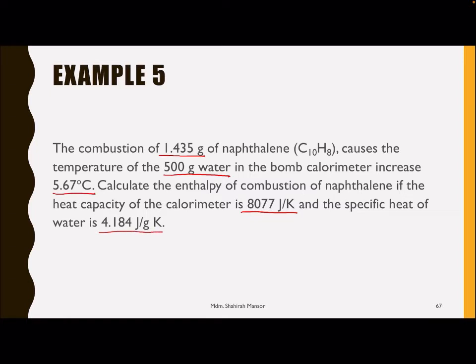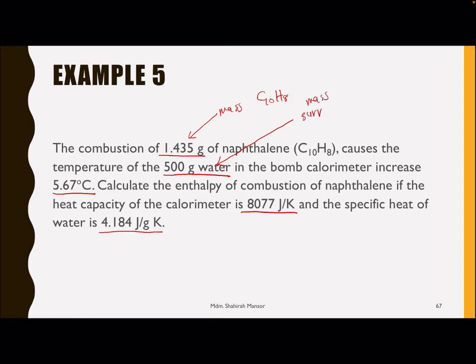Okay, the first value here is the mass of naphthalene. So what is naphthalene in this example? In this reaction, naphthalene is the reactant that we burned in the bomb calorimeter. So naphthalene is the sample that we burn in the bomb calorimeter. So that is our reaction actually, the combustion of naphthalene. And then we also have 500 gram of water. So what is water? Definitely water is our surrounding. So here we already have the mass of the surrounding.